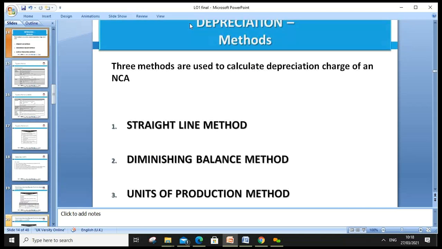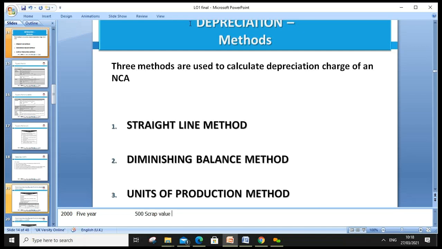Then we have the methods. We use straight line, the same depreciation every year, and the diminishing balance method, also called the reducing balance method. So you only need to remember, when we're using straight line, let's say we have a £2,000 asset, and we use this asset for 5 years, and at the end we can sell it. Let's assume £500. That's the scrap value.